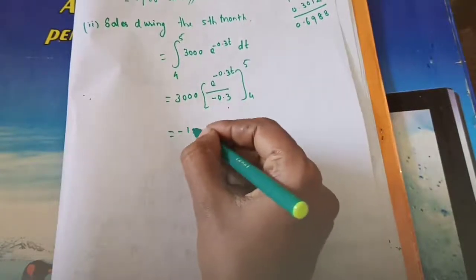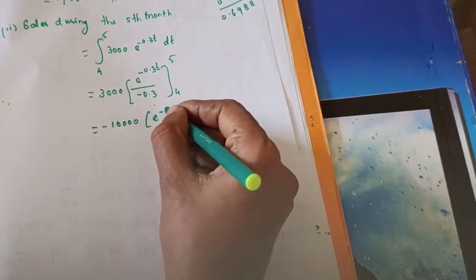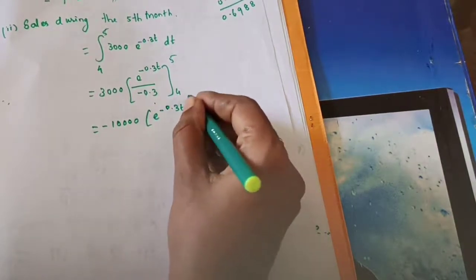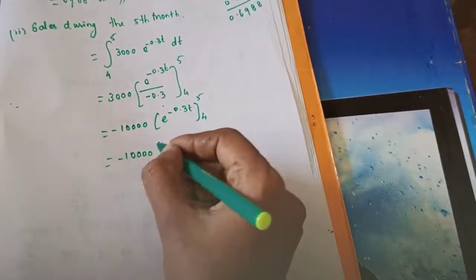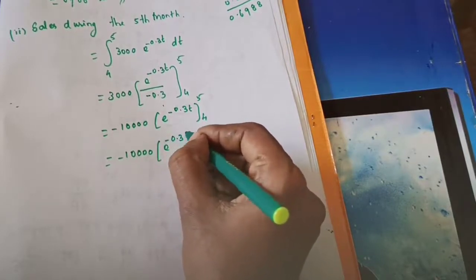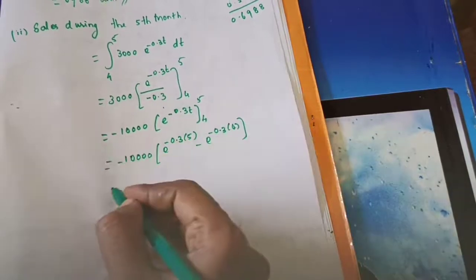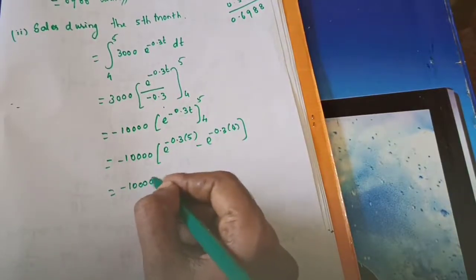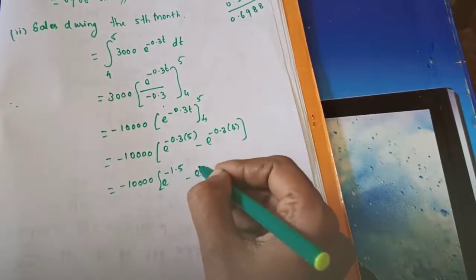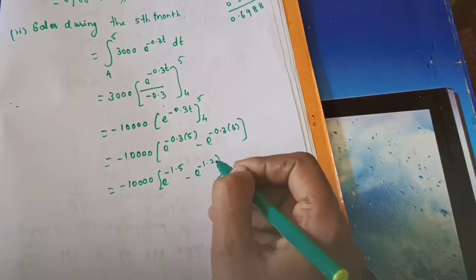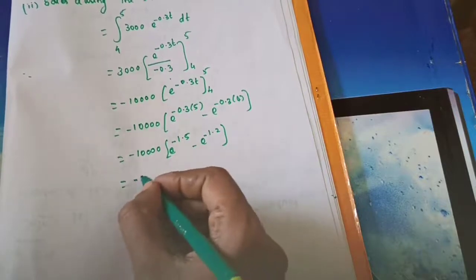If you divide with this, you will get minus 10,000. Same as that one. So now here e power minus 0.3t. Limit is from 4 to 5. That's equal to, apply the limit, minus 10,000 e power minus 0.3 into 5 minus e power minus 0.3 into 4. That is equal to minus 10,000. If you multiply, you will get e power minus 1.5 minus e power minus 1.2. Okay. Substitute the value of e power minus 1.5. This value is also given in your question. This is also given in your question.